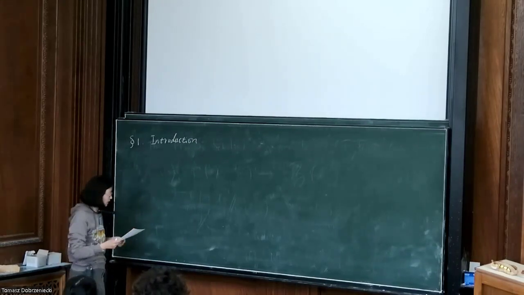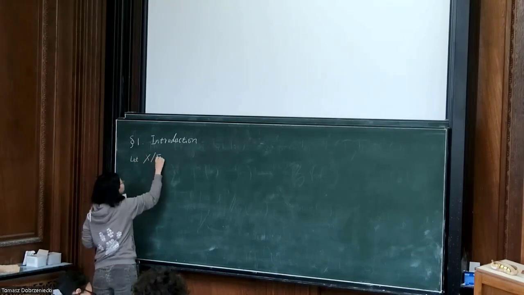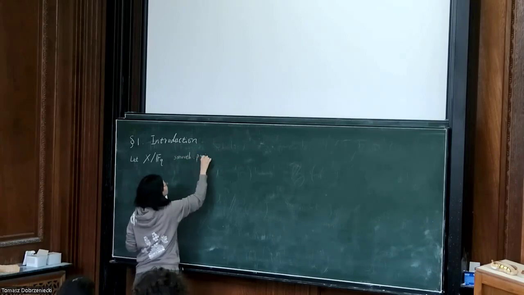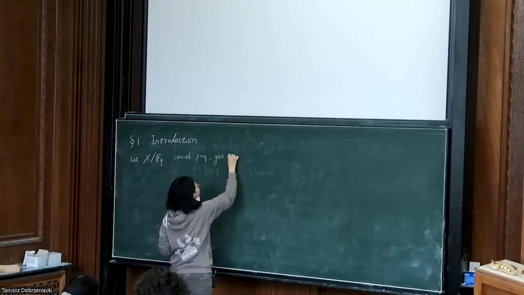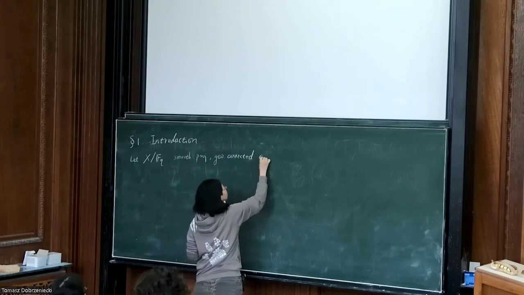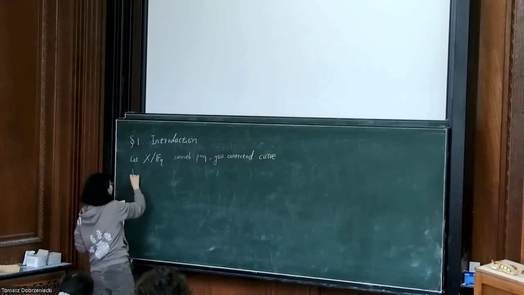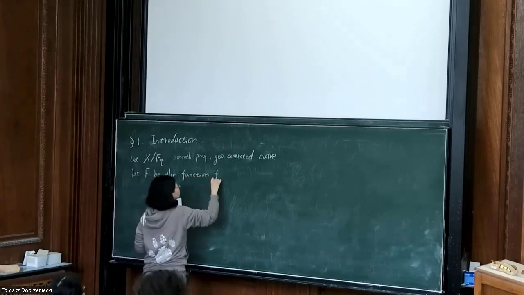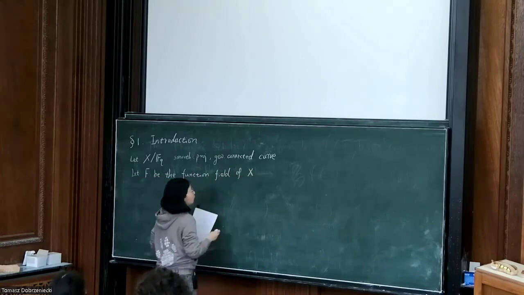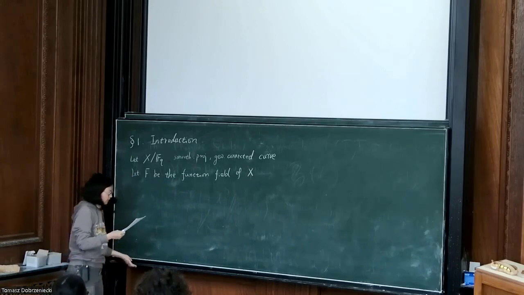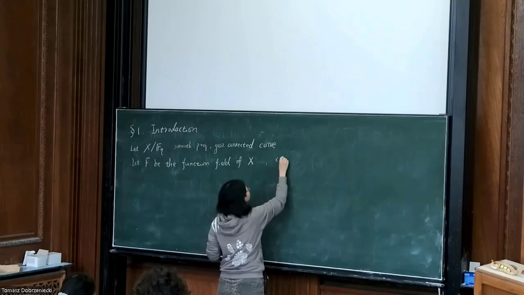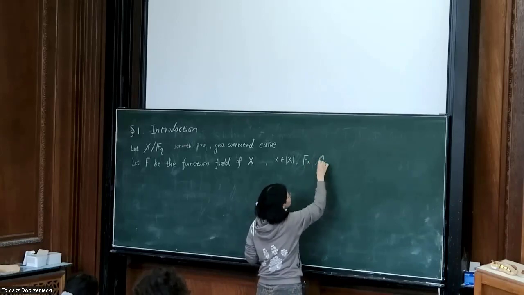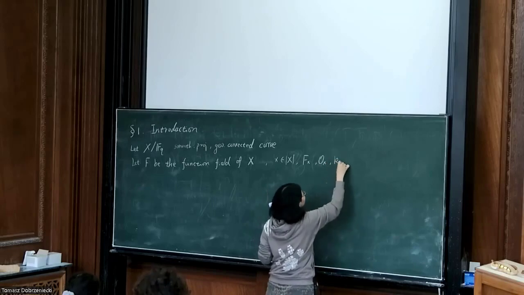Our setting will be about a function field. Let X be a curve over a finite field, smooth, projective, and geometrically connected. We will denote by F its function field. Or you can take a function field and let X be the curve corresponding to the function field. We will use the standard notation for a closed point of the curve. So F_x is the completion of the field, O_x is its ring of integers, and k_x is the residue field.